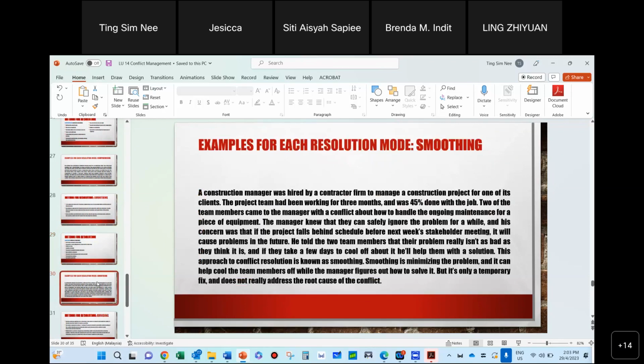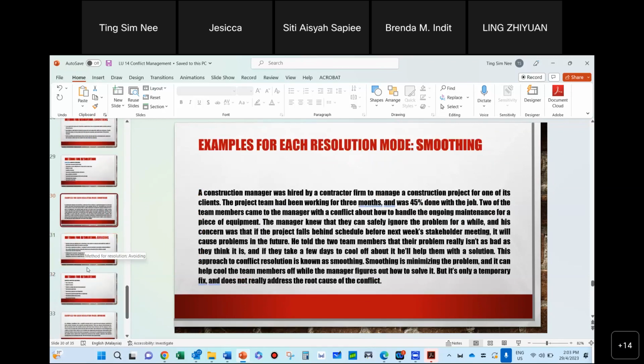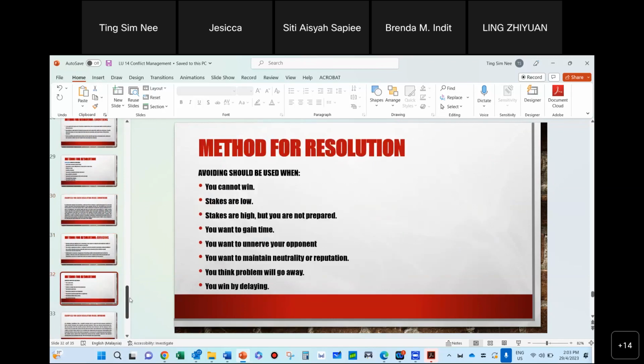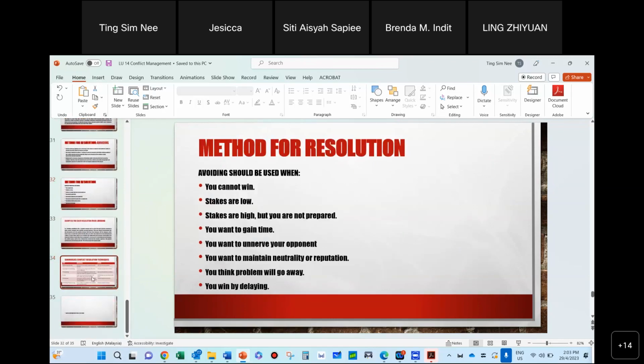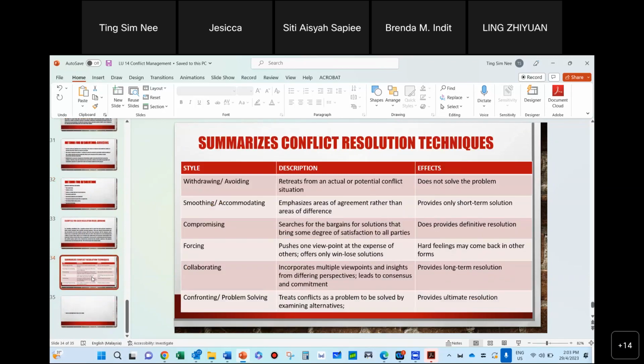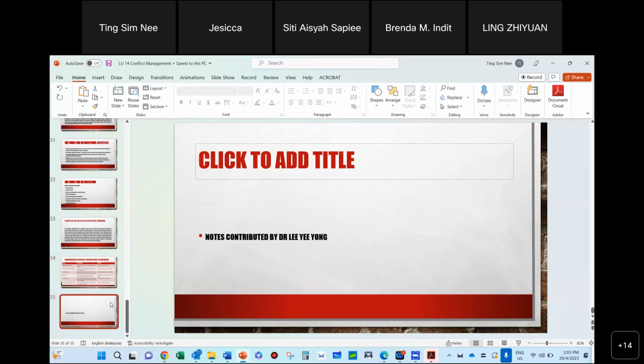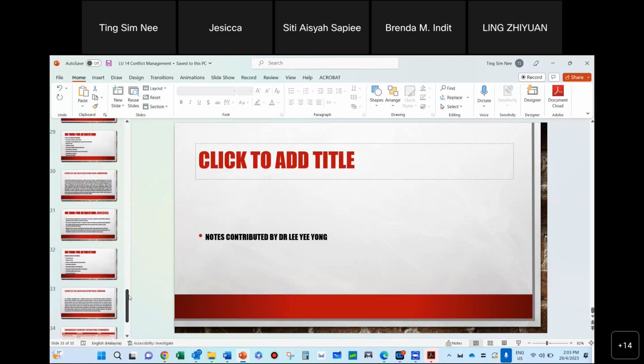Okay, so we've got different situations on that. Okay, avoiding. And we've got a summary about the different styles and their effectiveness. So I think, like I said, it's part of OB as well, because you're dealing with an organization. So this is more on conflict management for the on-site kind of situation.